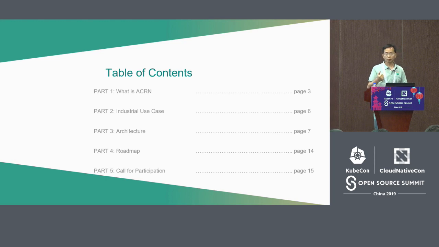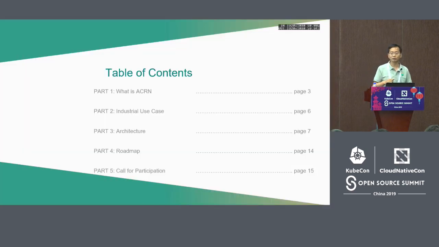The part three is about architecture. Part four, roadmap. Our roadmap of technology. The part five will have a link, including WeChat group. So I will provide a QR code, and you can scan to join us for further connections. Also, I have lots of extra information for you to have a deeper dive. The details of technology depend on how much extra time we have. So first of all, what is ACRN?